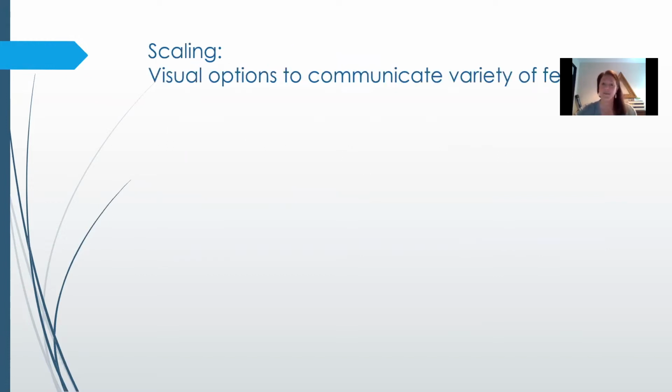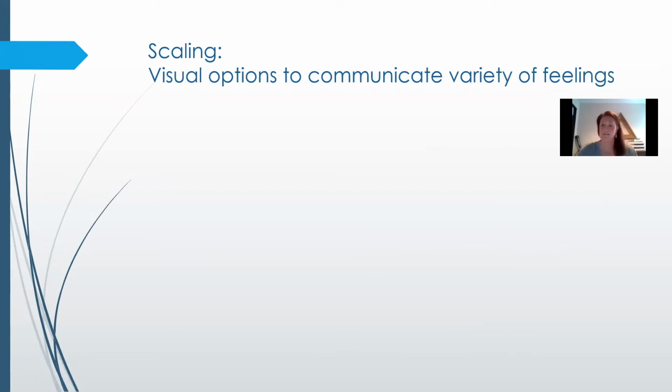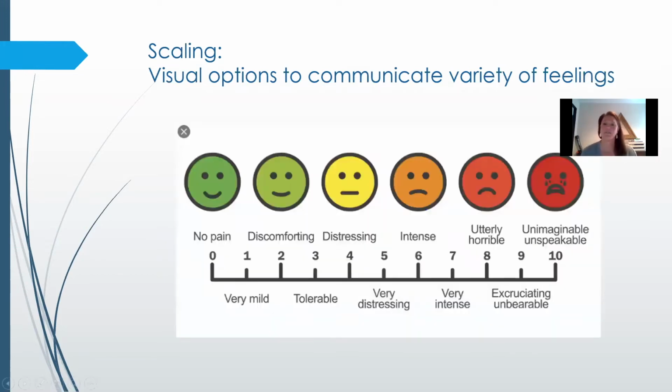When I go to the doctor's office, I often see this sign to help patients communicate how they're feeling. This is a pain scale. Basically, we're trying to say where we are, what extremes we are. Are we somewhere in the middle when it comes to how we're feeling? This is a nice visual representation that doctors give us so that we can give them an idea of where we are.